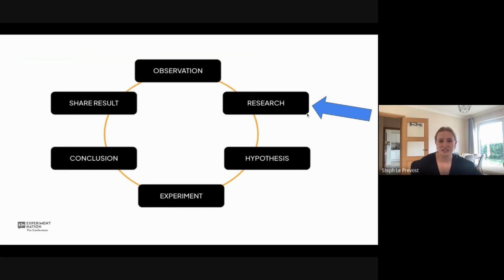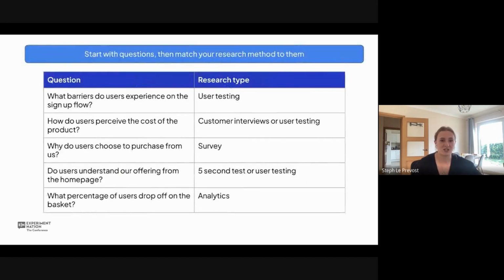Then moving into the research phase, there's a few things here that I recommend that you do.